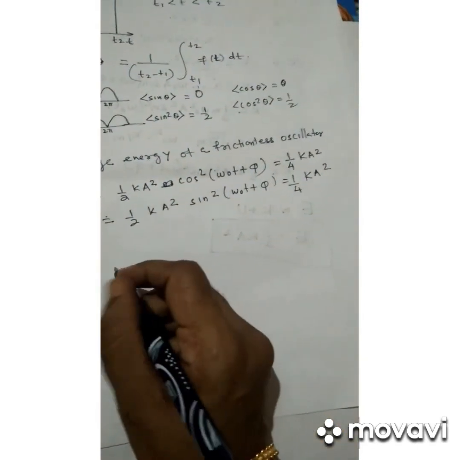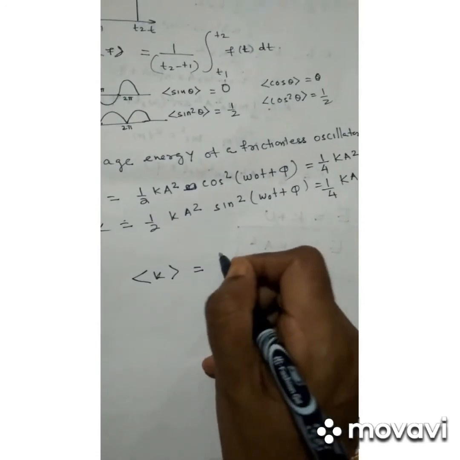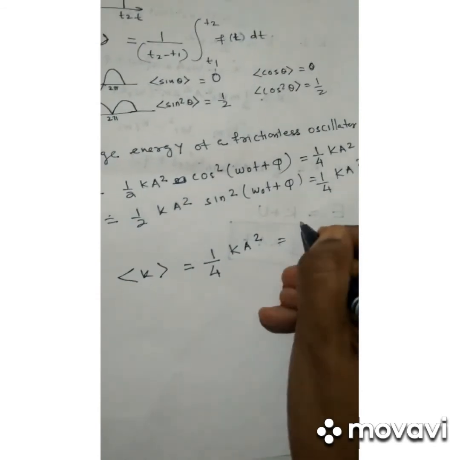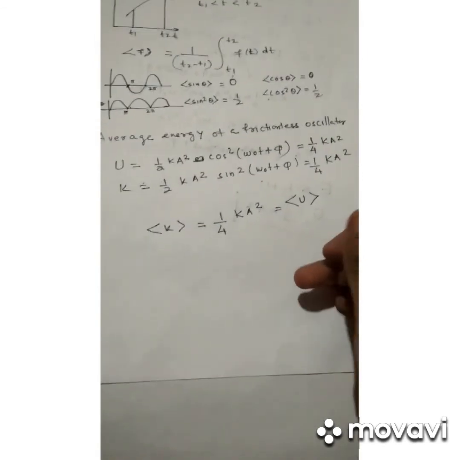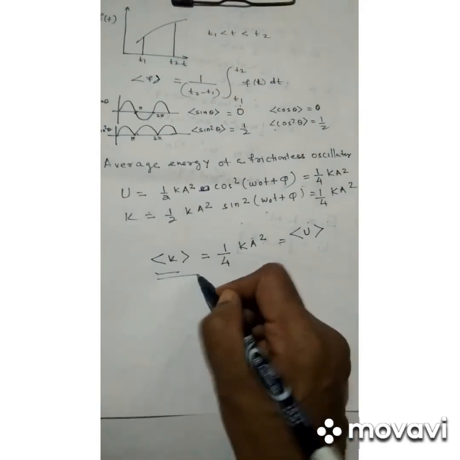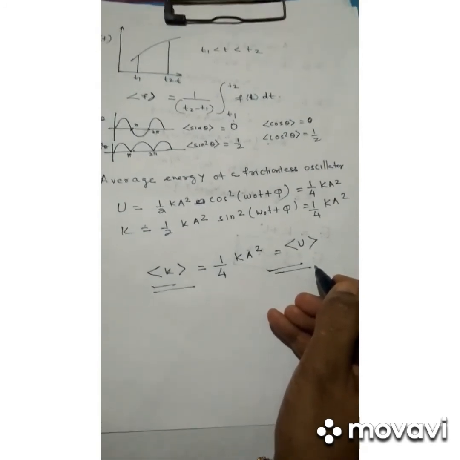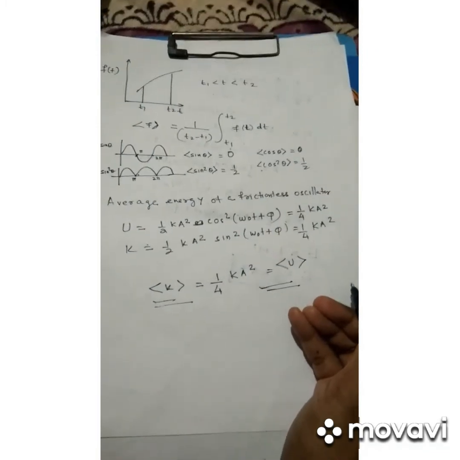Hence the average energy U is equal to 1 by 4 k A squared, which is equal to the average kinetic energy. The average potential energy is the same as the average kinetic energy. Hence for a frictionless oscillator, both the average kinetic and average potential energies are the same, but the situation changes when friction is involved.